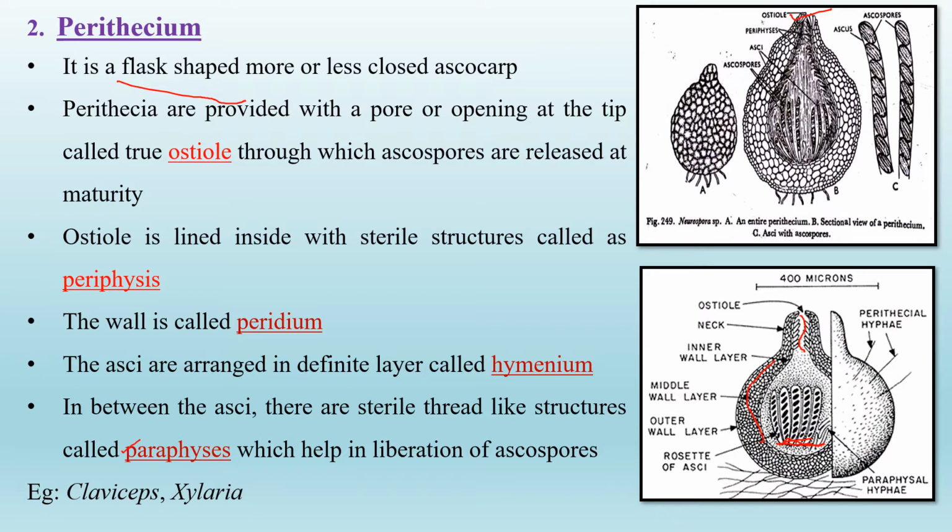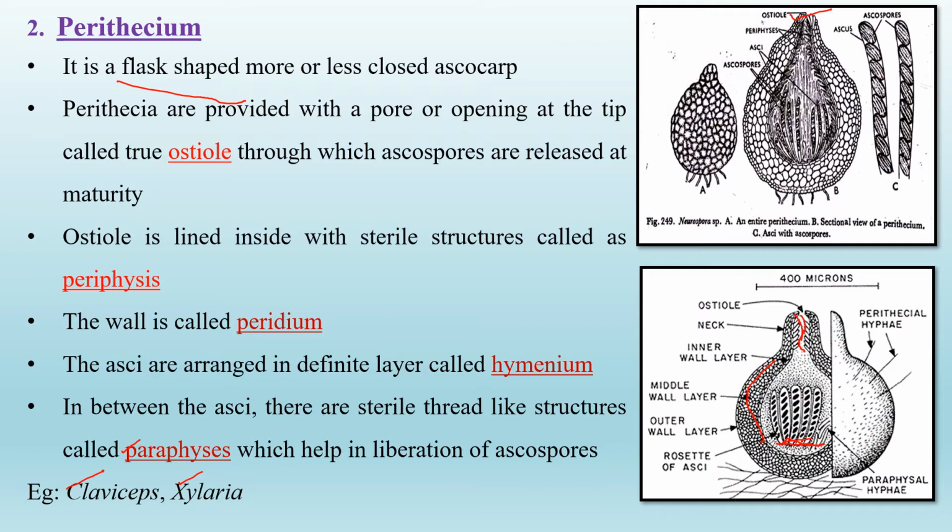Here in the perithecium, two types of sterile thread-like structures are known. One is periphyses surrounding the ostiole. Second is paraphyses that are intermingled with the asci. This paraphysis helps in the liberation of the ascospores. Examples where we can find perithecium are Claviceps and Xylaria. We have to remember at least two examples for this fruiting body, Claviceps and Xylaria.